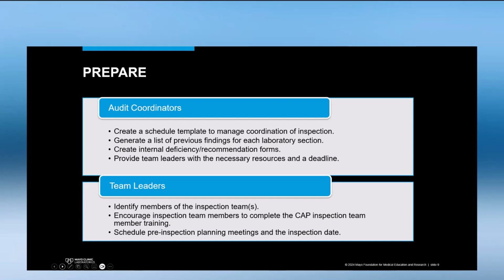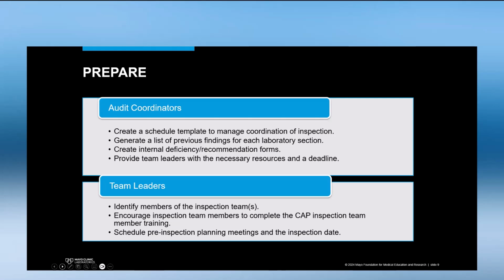Within that Microsoft Teams folder for each laboratory, we are going to place a custom checklist that has been downloaded from cap.org. We generate a list of previous findings for each of the laboratories. We create PDF fillable forms for deficiency and recommendations for each checklist, and it's pre-filled with that laboratory name. And we're going to provide those resources to the team leaders along with the deadline for completion of the inspection.